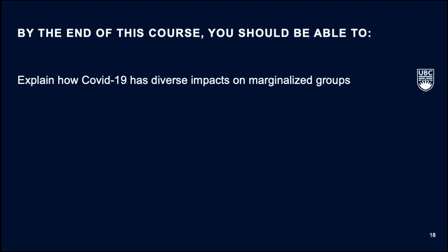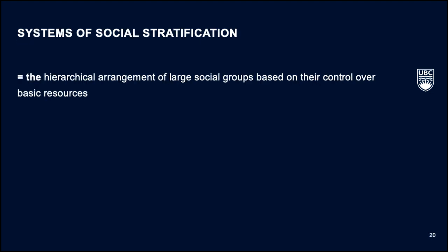By the end of this course, you should be able to explain how COVID-19 has diverse impacts on marginalized groups. A key theme in this course is social inequality. But what makes inequality social in nature as opposed to biological, for example? When sociologists talk about social inequality, they are doing so in a very specific way. Sociologists look at social inequality at a systems level, systems of social stratification. Social stratification is the hierarchical arrangement of large social groups based on their control over basic resources.